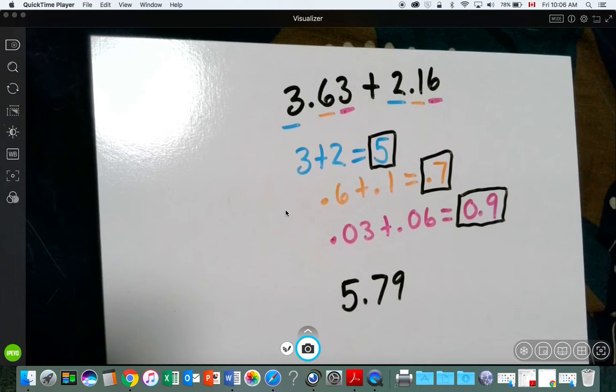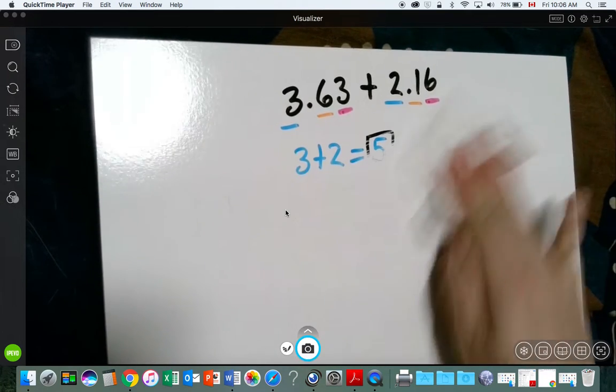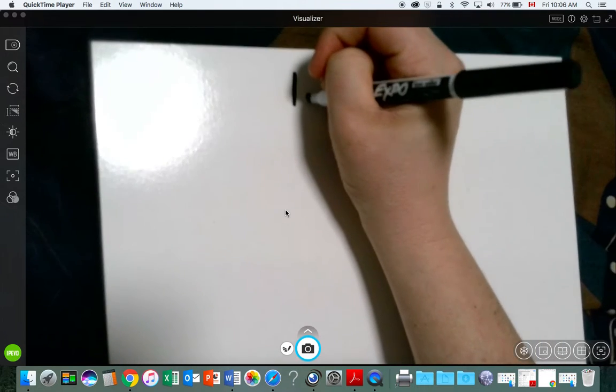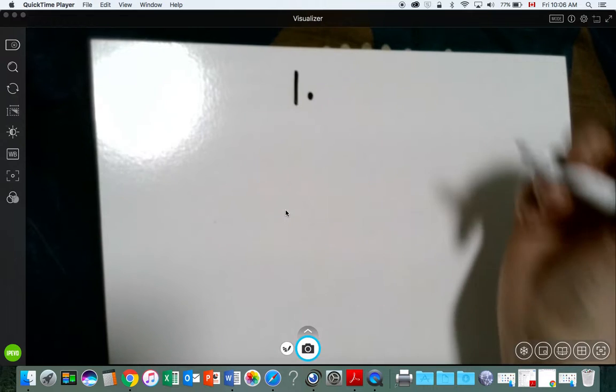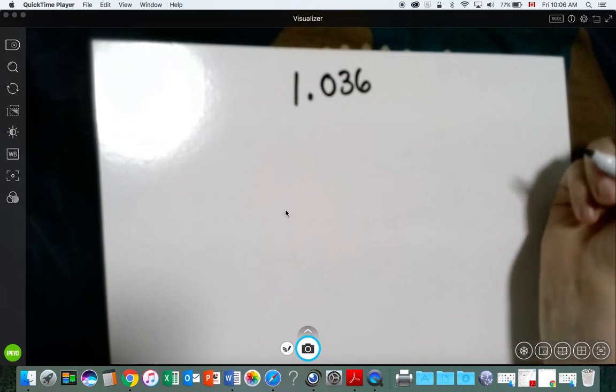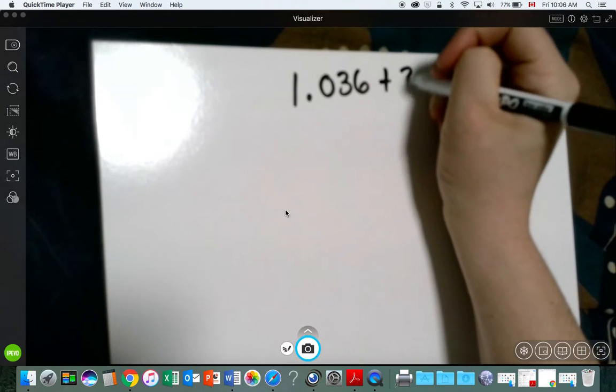Anyways, so that's just a little bit of background knowledge. I'll show one more example before you try it. Okay, I know it looks like a lot more work, but your understanding of numbers will increase by doing it this way. Okay, so we're going to do a little bit harder one because we're going to have something that is 3 place values under the decimal adding to something that only has 2.